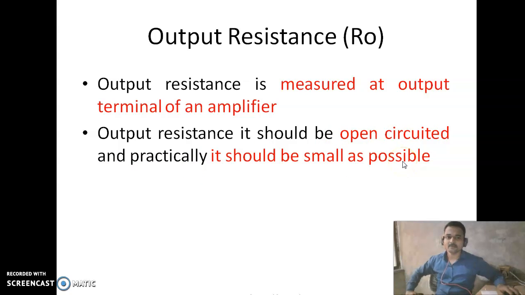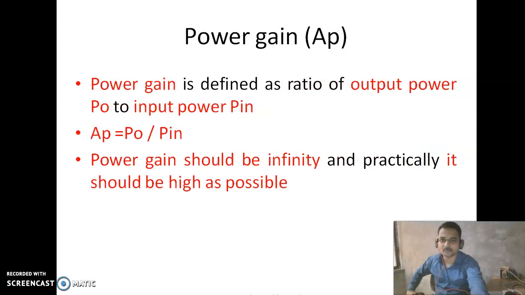In case of an amplifier, output resistance should be as small as possible, and input resistance should be as high as possible. So what is the power gain?